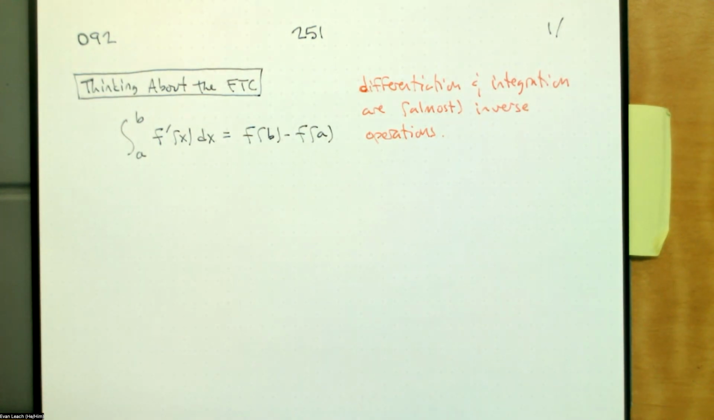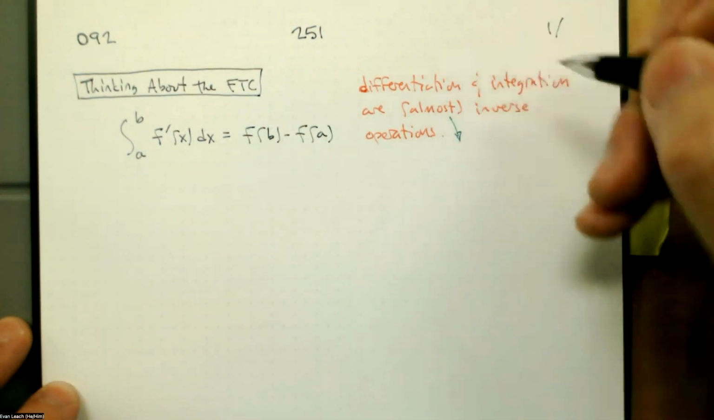Differentiation and integration are almost inverse operations. The almost part is that we don't have a one-to-one relationship because the derivative of every constant is equal to zero. So that's why we can't exactly go back and forth. We don't exactly know what a function is the derivative of. We will always be off by a plus c.